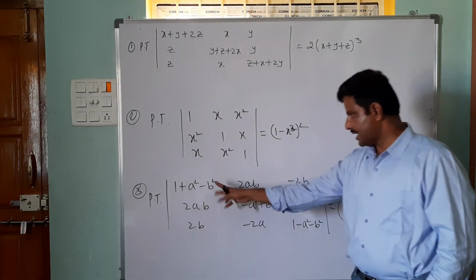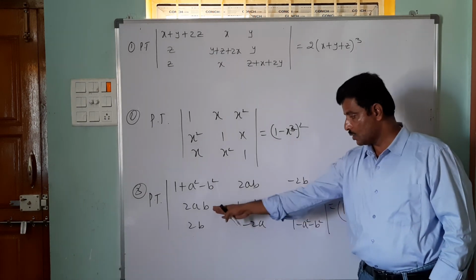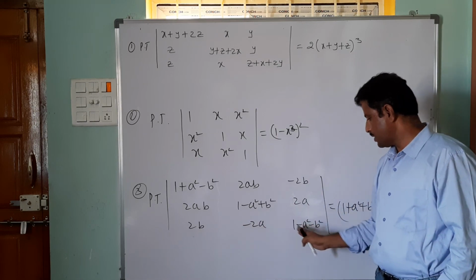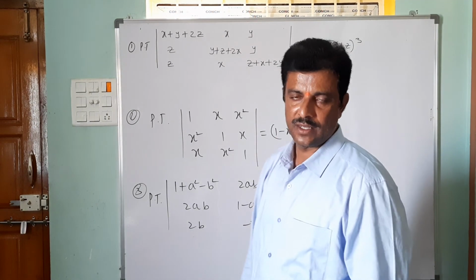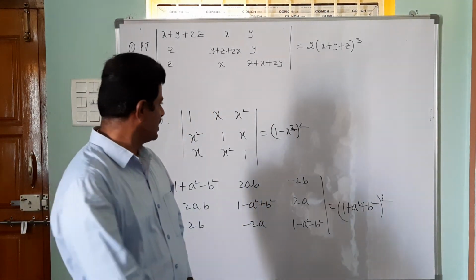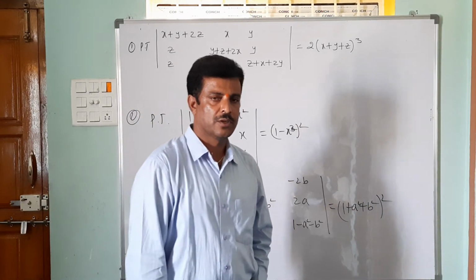Similarly, prove that the determinant with rows 1 plus a square minus b square, 2ab, minus 2b; 2ab, 1 minus a square plus b square, 2a; 2b, minus 2a, 1 minus a square minus b square is equal to 1 plus a square plus b square whole cube. Okay, so do it yourself. This is homework. Remaining only problems, total 4 problems. Do it yourself, you try it.